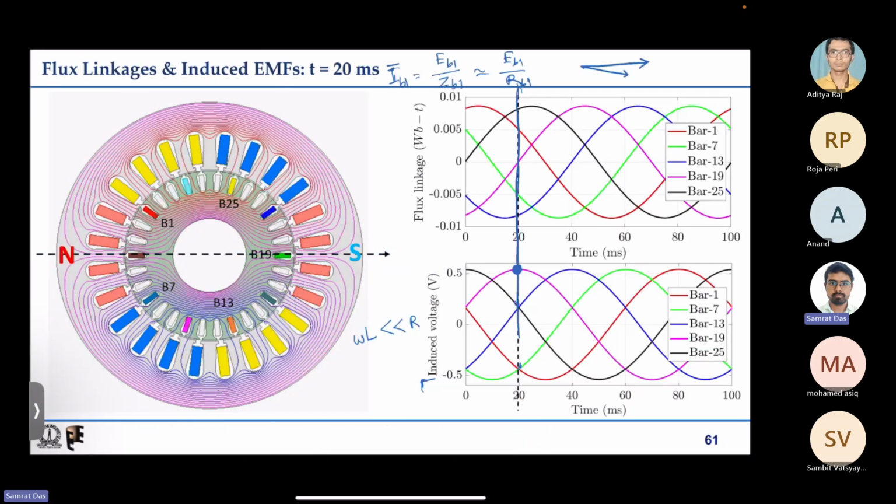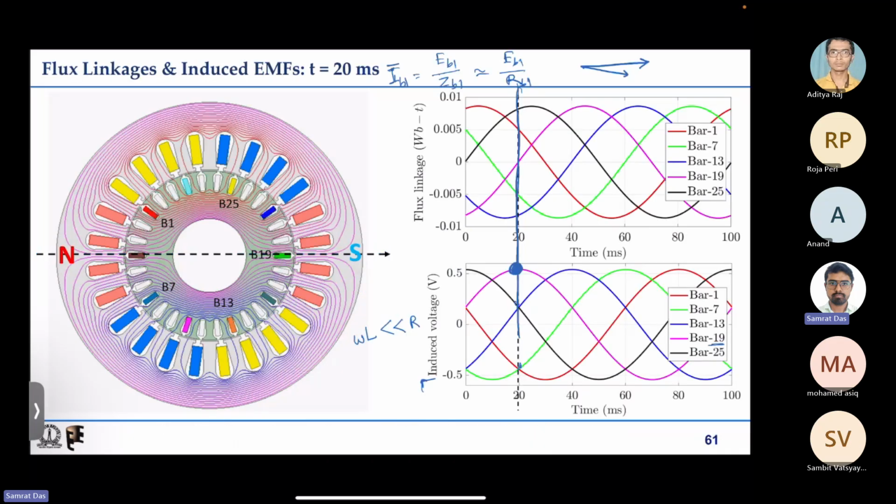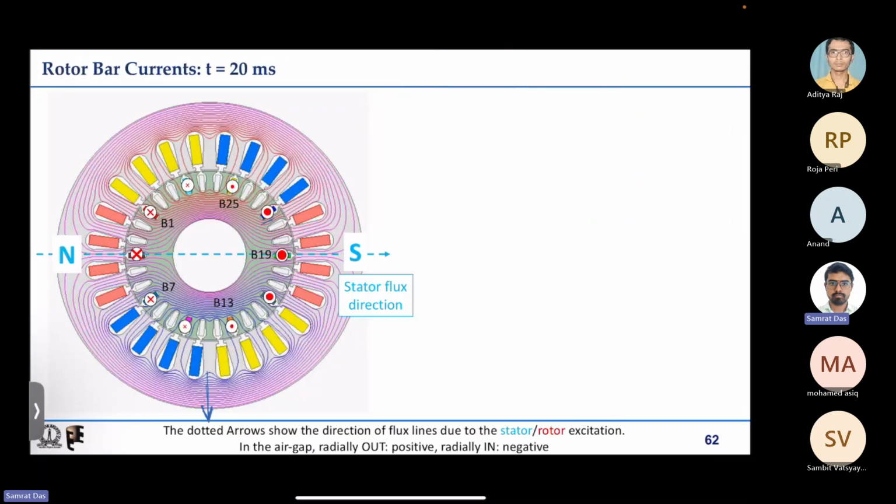That is why you can see that the pink one in this case, bar 19, is having the peak induced EMF. That is why I have assigned peak dot current to bar 19. Opposite to that, if a similar thing is done for some other bar, at the given instant you will have the negative peak. That is nothing but this bar. Accordingly we have seen different bars and assigned directions.